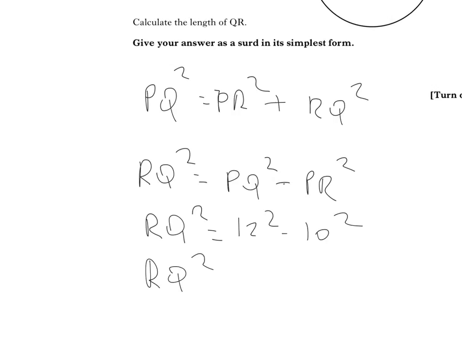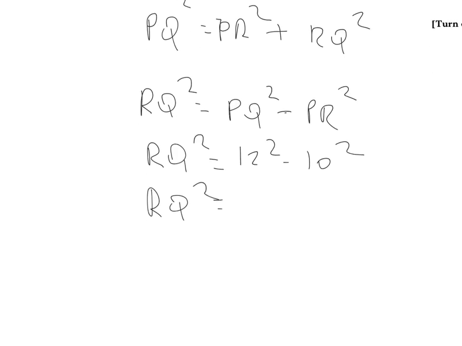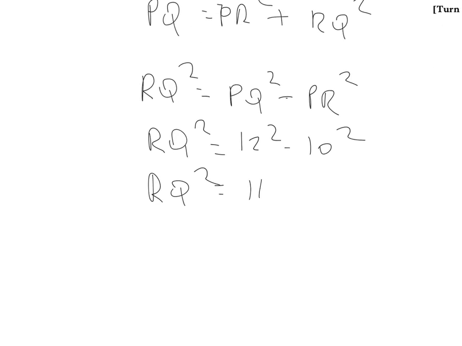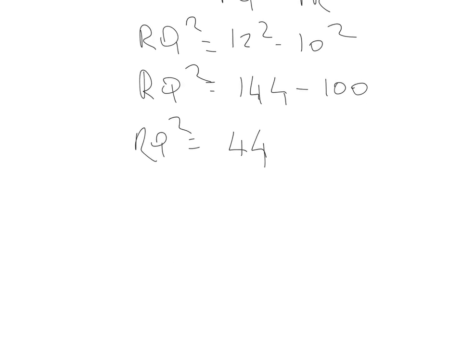It's a non-calculator question, and I have to simplify the surd that I'll get in a wee minute. So 12 squared is 144, minus 10 squared is 100. So RQ squared is equal to 144, take away 100, which is 44. RQ then is equal to the square root of 44.